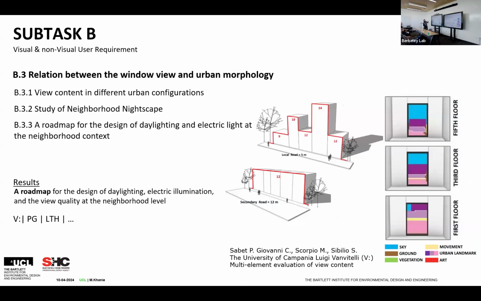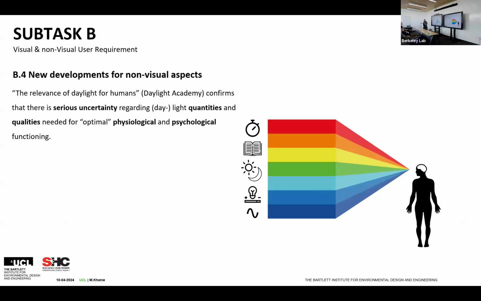The main activities that are happening here try to go towards a roadmap for the design of daylighting, electrical lighting and view quality at the neighborhood level. So at the end, we are hoping to get a roadmap and a list of different methods to make this evaluation. The fourth activity, new development for non-visual aspects.